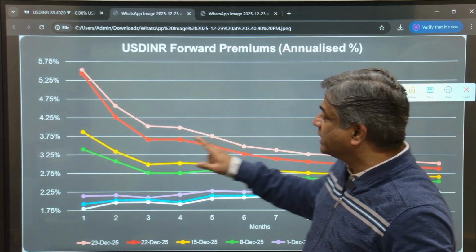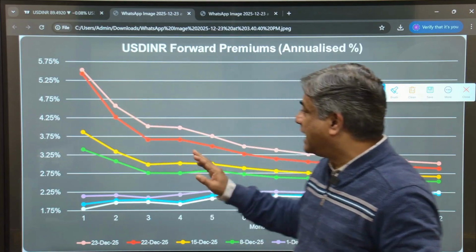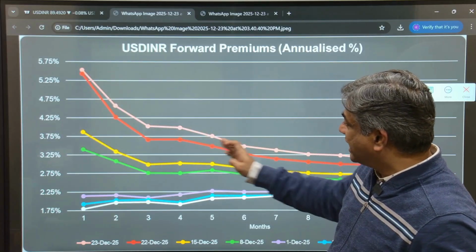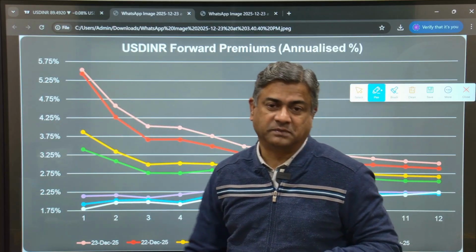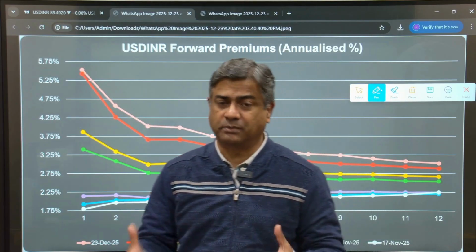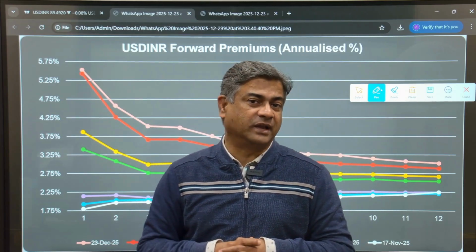All hovering, see, 1 month, 2 month around 4.5 to 5.5%, and then 2, 3, 4, 5 all around 3.5 to 4% premium. So that is actually very high premiums. Now how do you capitalize on these high premiums?